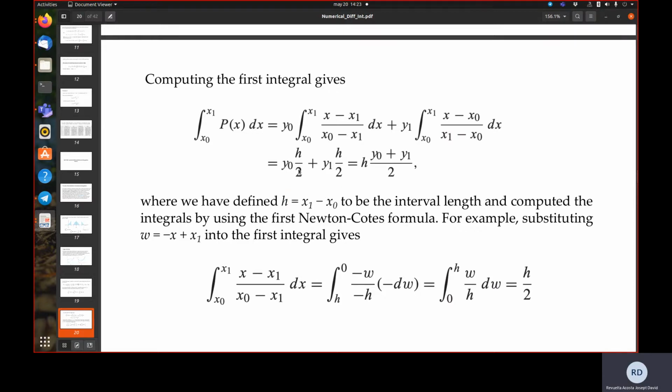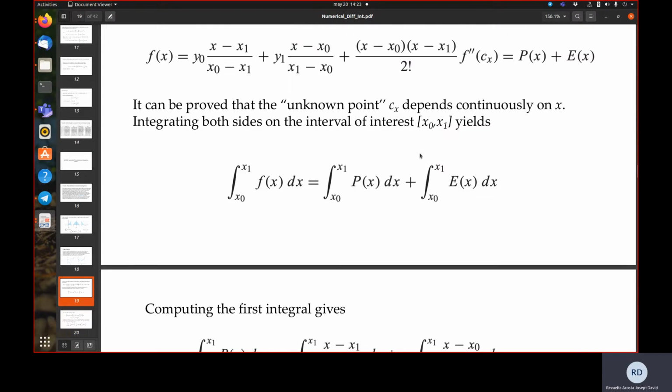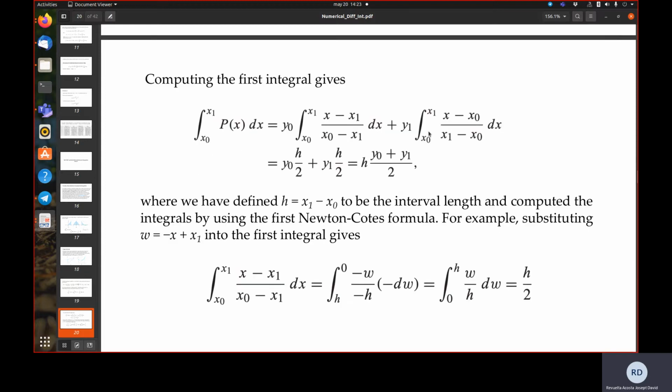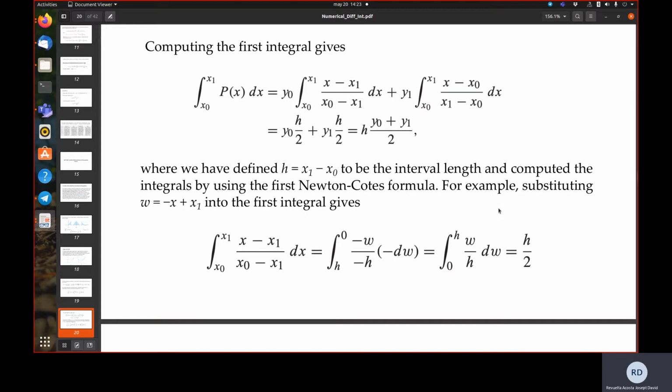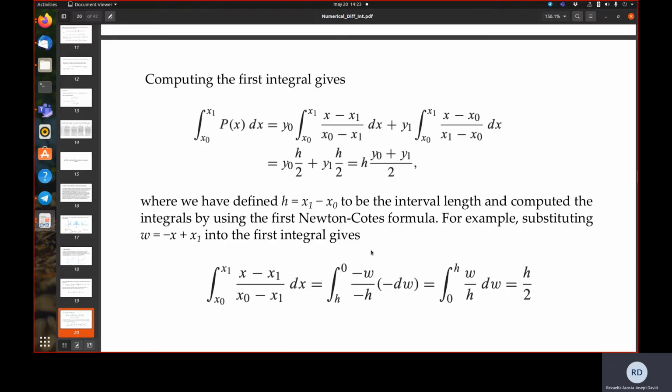And then of course we see that we have a common term here, so we can factor out h divided by 2, and then we obtain this integration for the first term of this formula. The only thing that we need to do, which I already did, is that h is equal to x1 minus x0, and this is the interval length to compute the integral using the first formula of the Newton-Cotes approach.